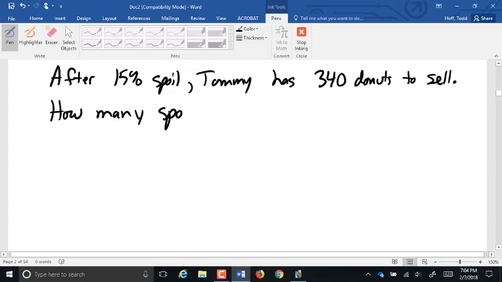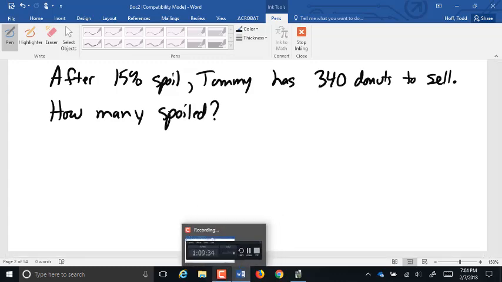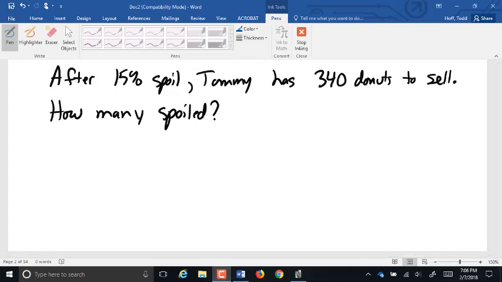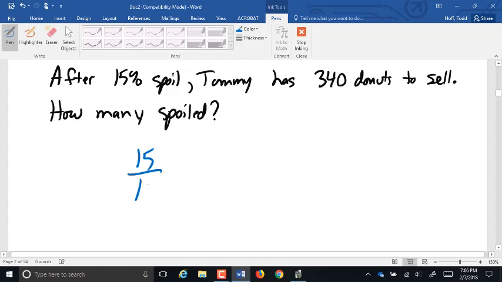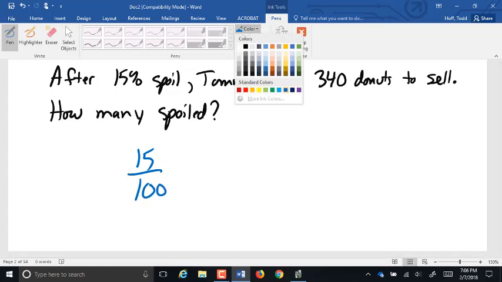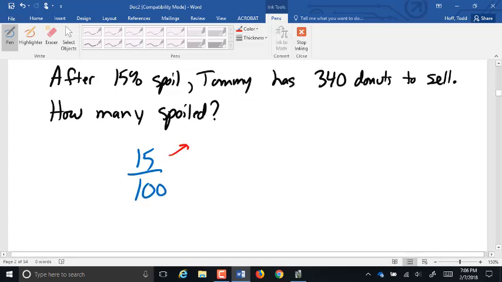How many spoiled? I'm going to give you guys a minute or so to look at that, to work on that, then we'll talk. So for this one, we have the 15%, 15 over 100. The 15 represents the spoiled. 100 represents all, everything that's been made.